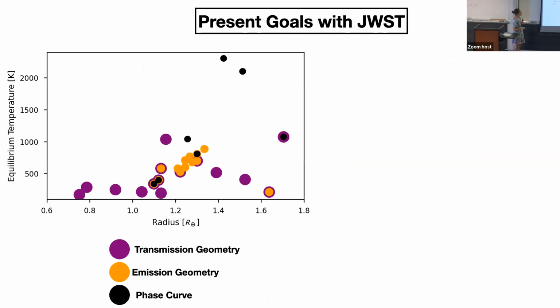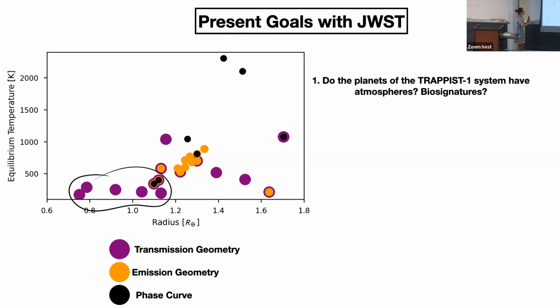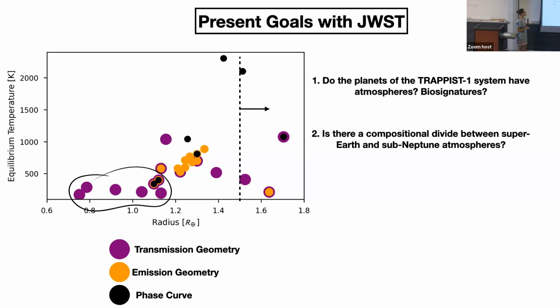Now, what I think is interesting about looking at these selections that came out of cycle 1, cycle 2, is they all kind of center around 3 main goals. The first, which I put in its own category, is do the planets of the Trappist-1 system have atmospheres? Do they have biosignatures?